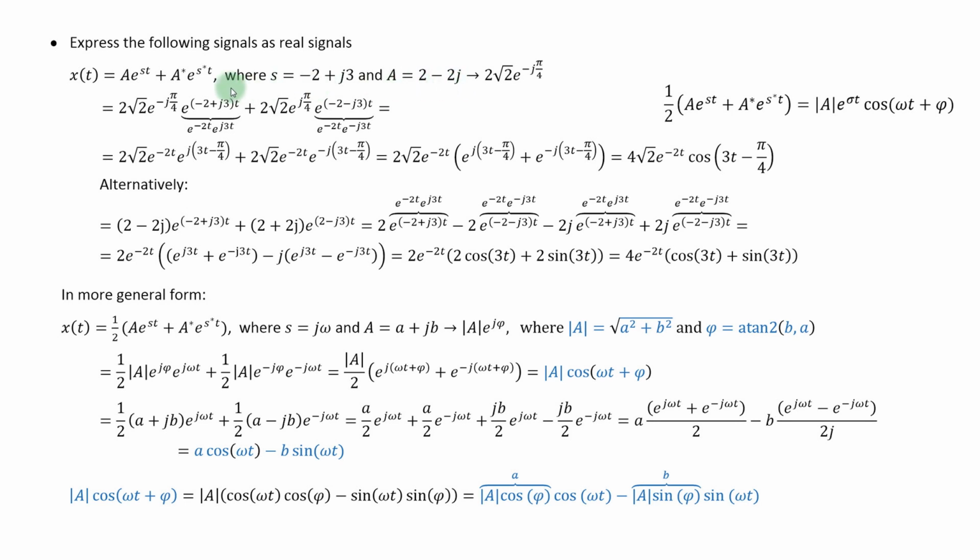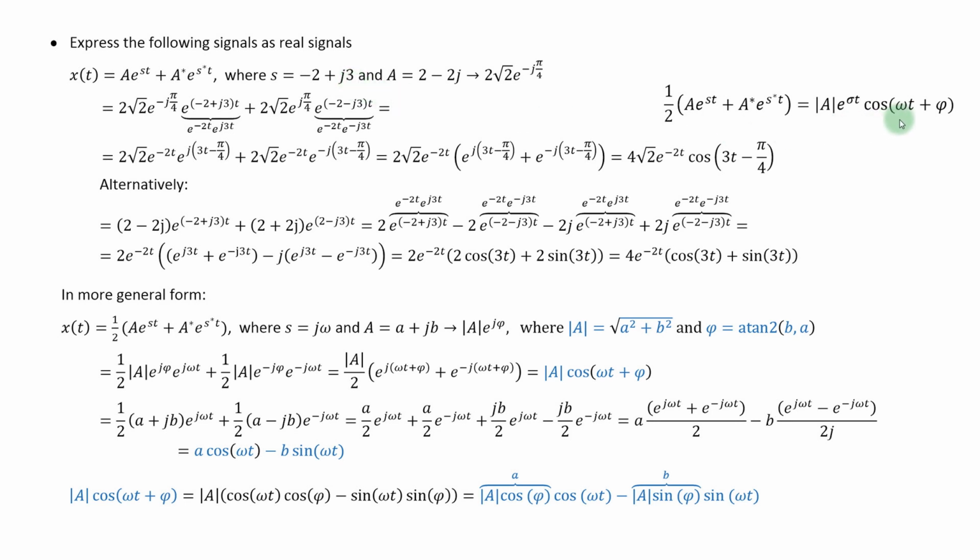The fastest way to write this sum of complex exponentials as a real signal is to convert this complex amplitude into the polar form, and then you can use the formula that I derived for you during the lecture. Here I can identify that the magnitude of the complex amplitude is 2 times square root of 2. That will come here. Here I can identify that the phase of the complex amplitude is minus pi over 4. That will come here. Here you can identify that the angular frequency is 3.